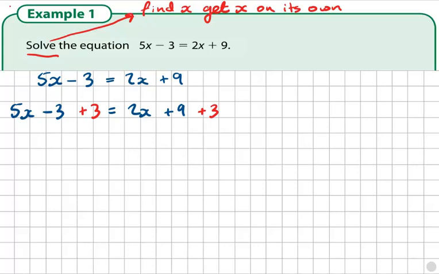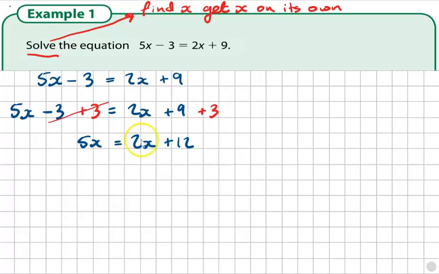So we add plus 3 to both sides. We bring down the 5x and the minus 3 plus 3 will cancel. Next we have our equals. Then we simplify the right hand side. So bring down the 2x and 9 plus 3 is 12.